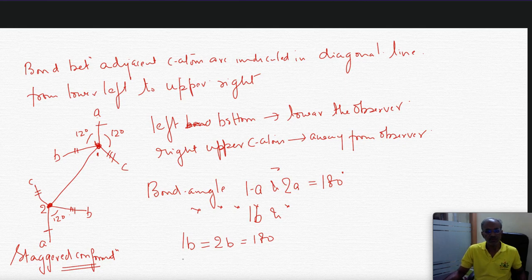Similarly, 1C and 2C, here also 180 degrees to each other. Try to understand this. 1A and 2A are at a 180 degree angle. Similarly, 1B and 2B are at 180 degree. Then 1C and 2C are at 180 degree.